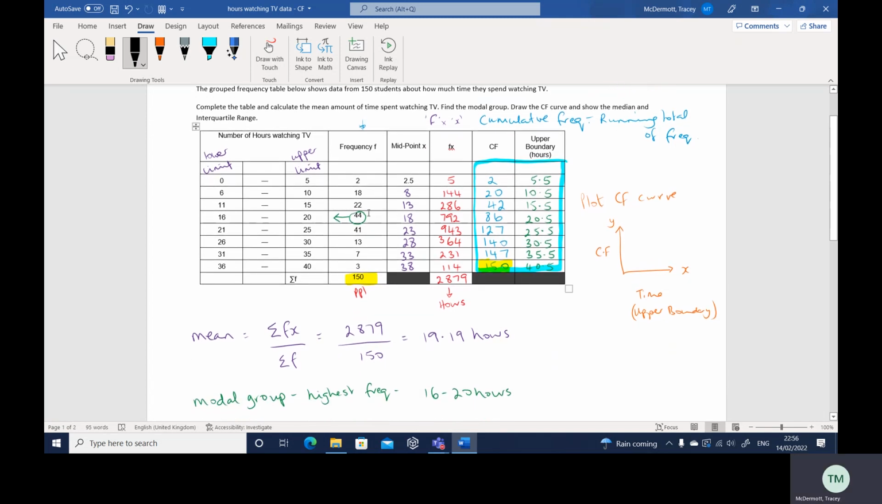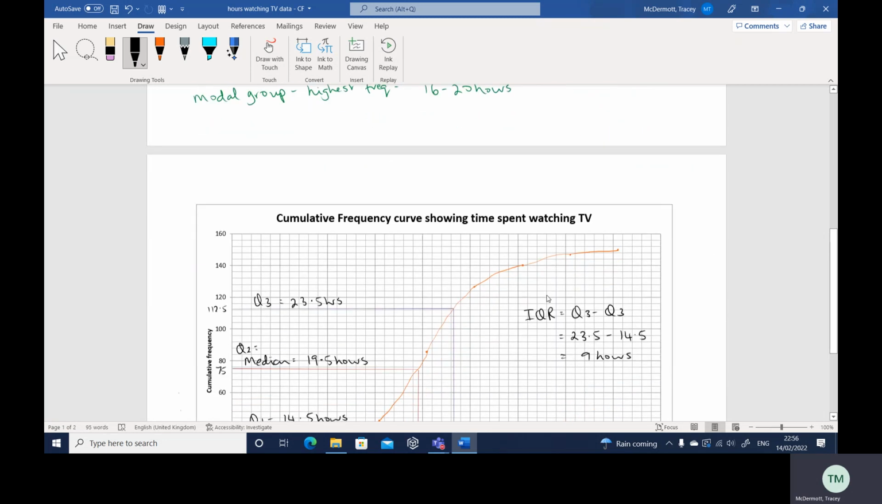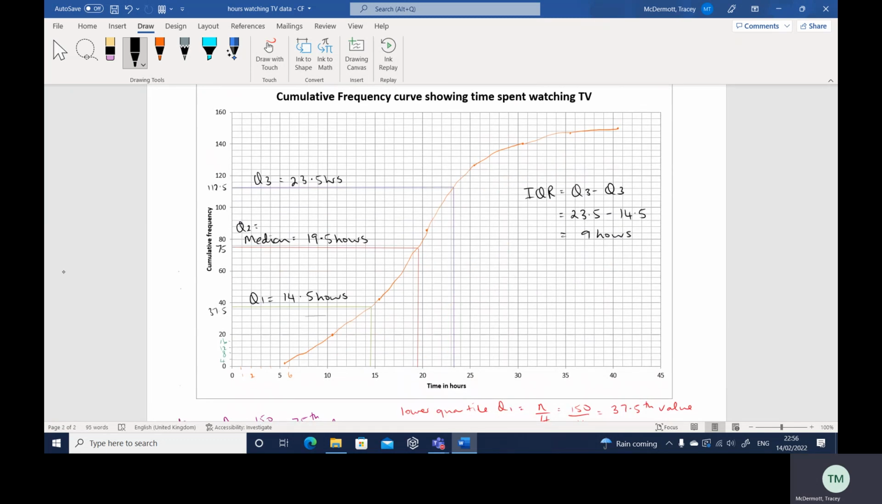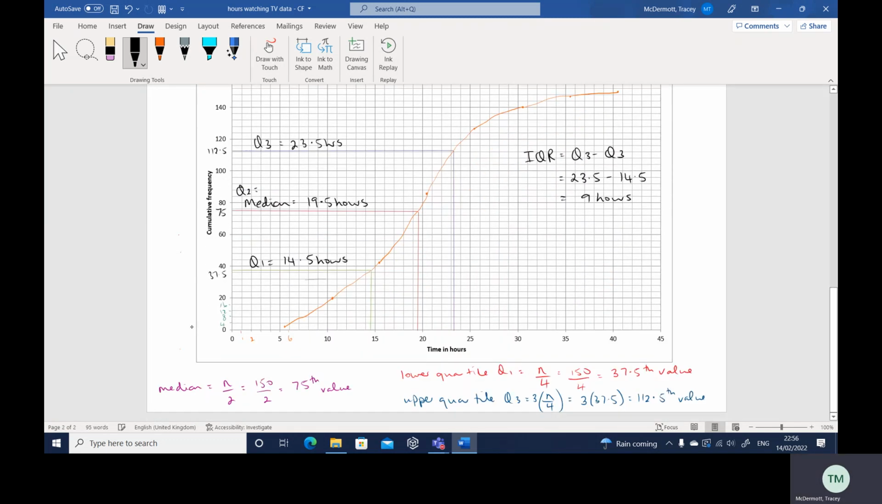To find your modal group, we were looking for the highest frequency value, which was in this category, 16 to 20. And then to find your median and your IQR, we had to plot the curve using the last 2 columns. So we plotted the curve and then we found the median, the person in the middle. Because there was 150 people, the person in the middle was the 75th person. And when we meet them on the CF curve, they've watched 19.5 hours of TV. And then to find the interquartile range, you have to find your lower and your upper quartiles. Find those 2 people and read off how much time they've spent watching TV and subtract the amount of hours spent watching TV. That's a full set of analysis done then.